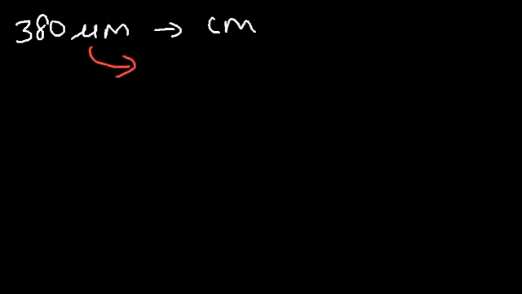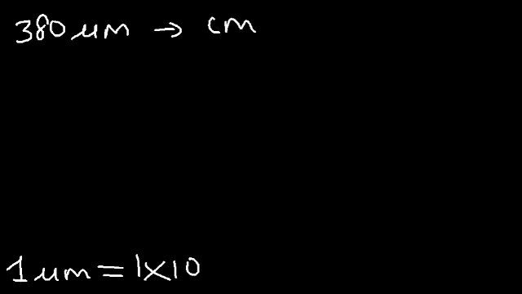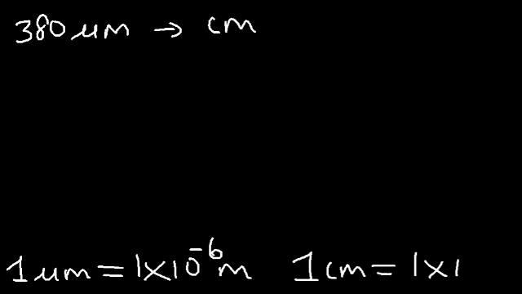Let's try another example. Try this one. Convert 380 micrometers into centimeters. Feel free to pause the video as you work out this example. So let's convert micro into meters and then meters to centimeters. So the first thing you want to do is write out the conversion factors that you need. Micro is 10 to the negative 6, so 1 micrometer is 1 times 10 to the negative 6 meters. Centi is 10 to the minus 2. So these are the conversion factors that we need.